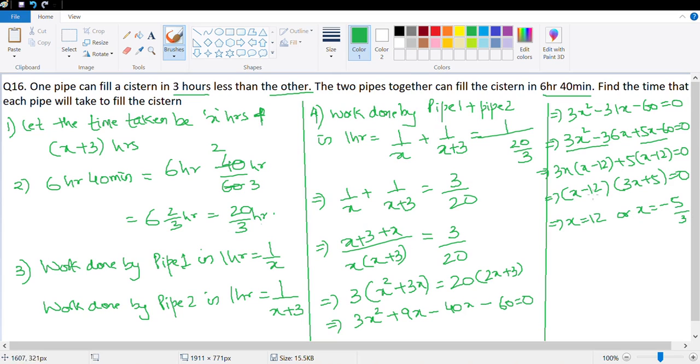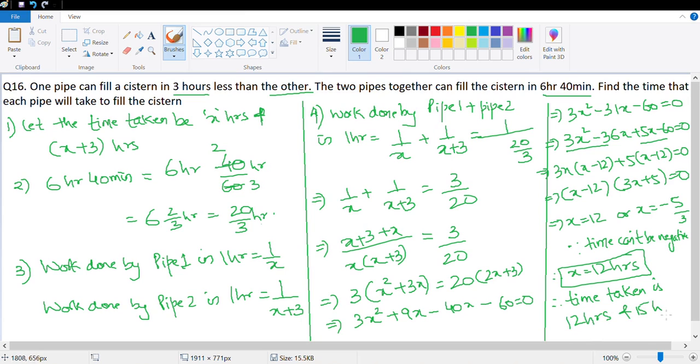Now since x is basically time, and time can't be negative, therefore x is equal to 12 hours. Let's read the question. Find the time that each pipe will take to fill the system. Therefore time taken is 12 hours and 15 hours. Done. Perfect. So that brings me to the last question of this exercise that I solve with you.